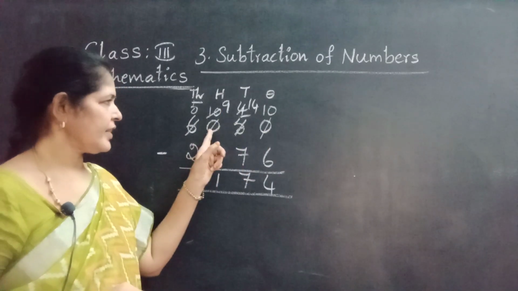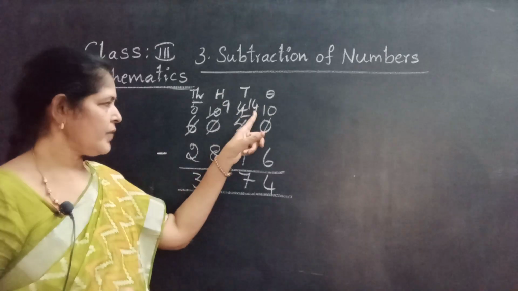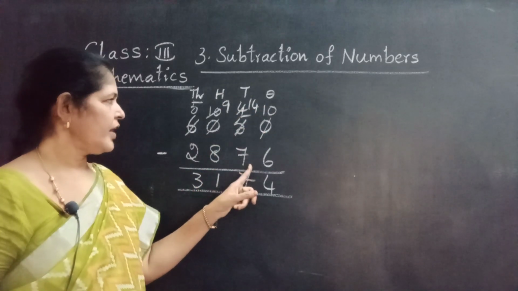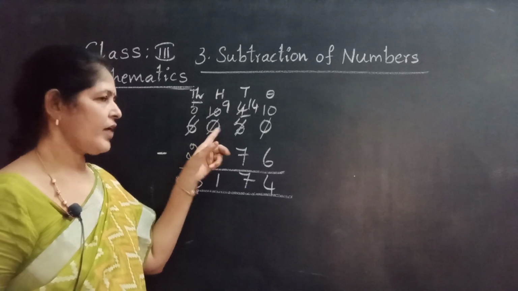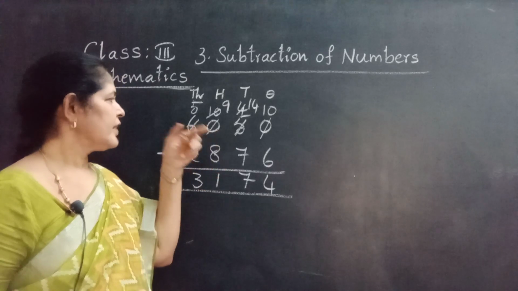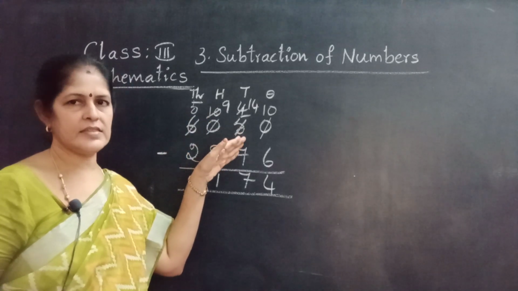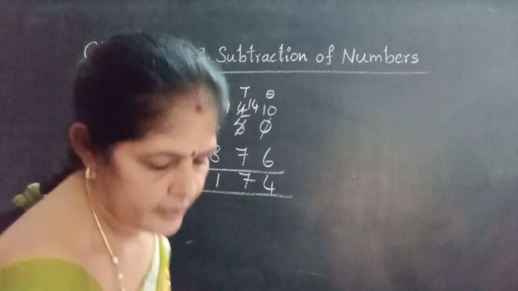If zeros are there, using concept from tens to ones. If tens number is smaller than this, again concept using from next place. In the next place also having 0, then concept start from thousands to hundreds, hundreds to tens. Okay? Another one.